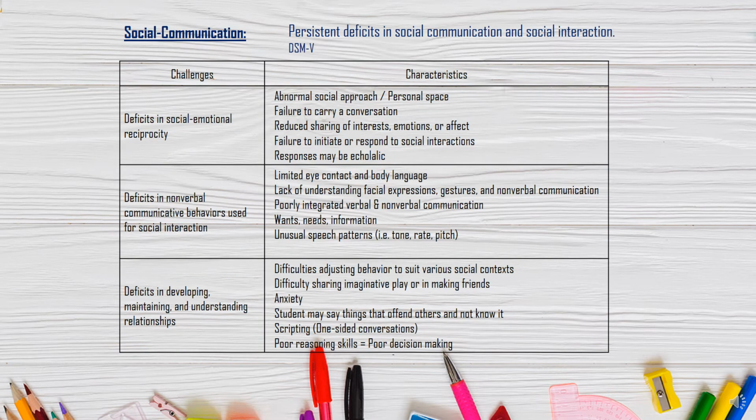Although there are three areas of deficit in autism, we've combined social and communication as a challenge. A common challenge in this deficit area is the lack of social emotional reciprocity. You may see this in the form of not being able to carry a conversation or a failure to initiate or respond to social interactions. Another challenge is a deficit in nonverbal communicative behaviors used for social interaction. The student with autism may have limited eye contact or an unusual speech pattern.